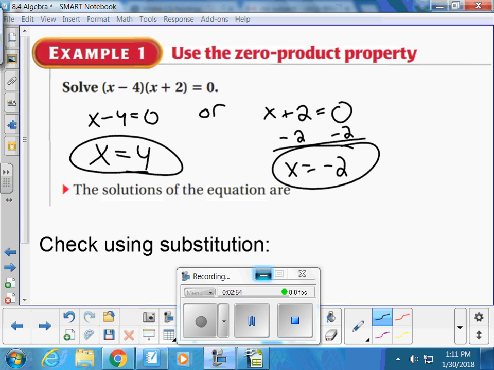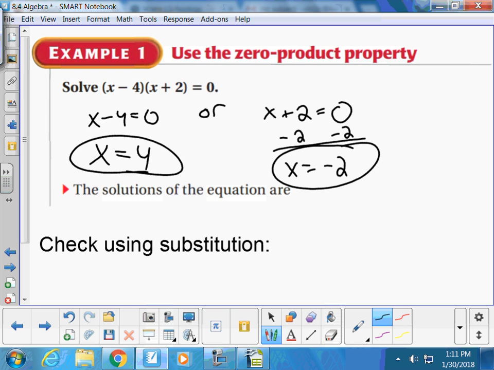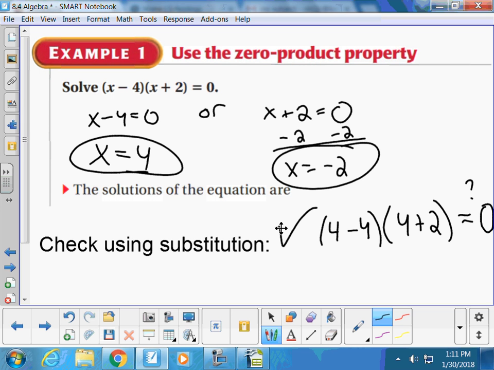Now, since this is our first one, we are going to check using substitution. I'm going to show you how you can do that. You would want to check one solution at a time. So let's check our first solution of 4. We would have 4 minus 4 times 4 plus 2, and we're seeing if it equals 0. So what's 4 minus 4? What's 4 plus 2? Is 0 times 6 going to be 0? Awesome. So that proves that 4 is one of the solutions.